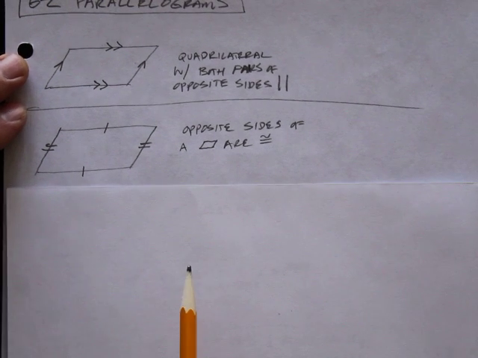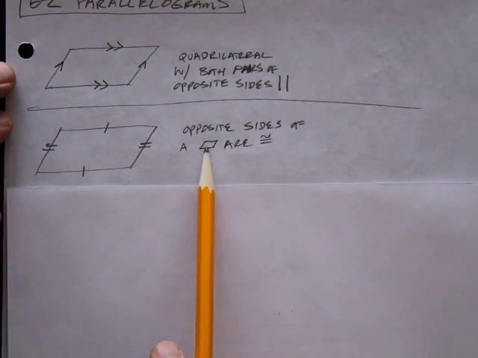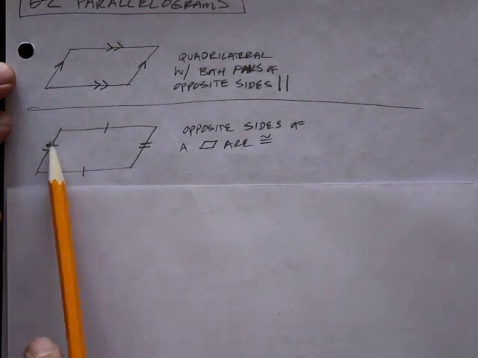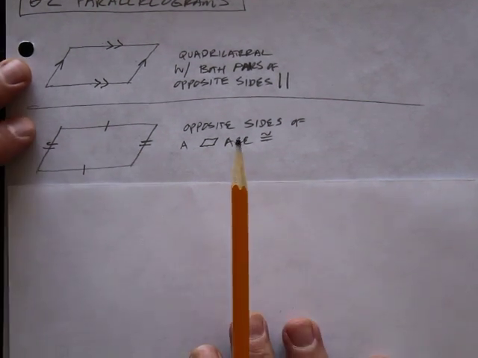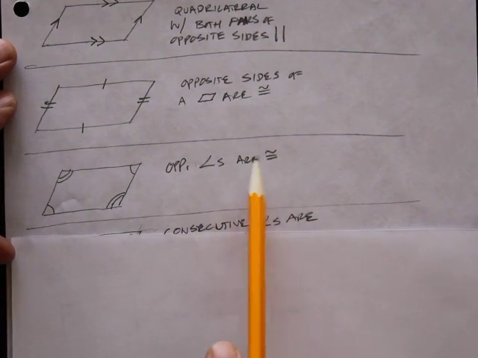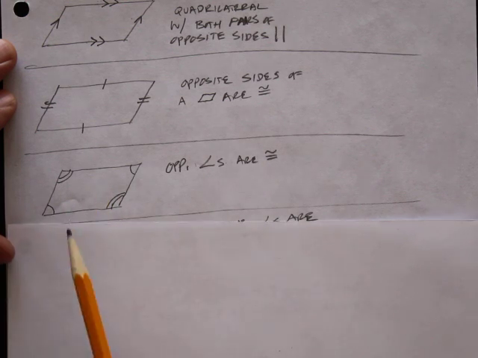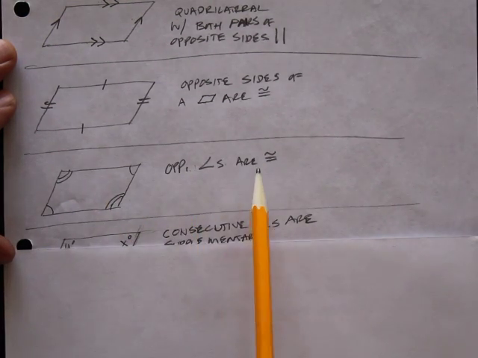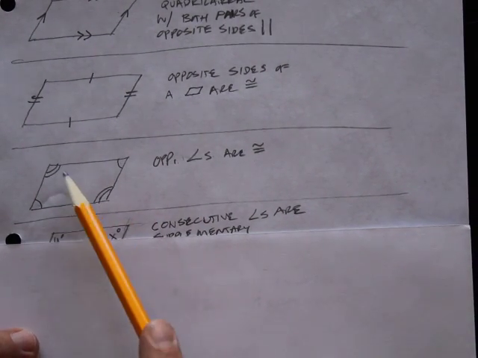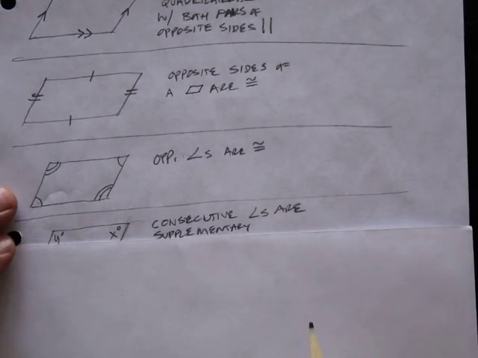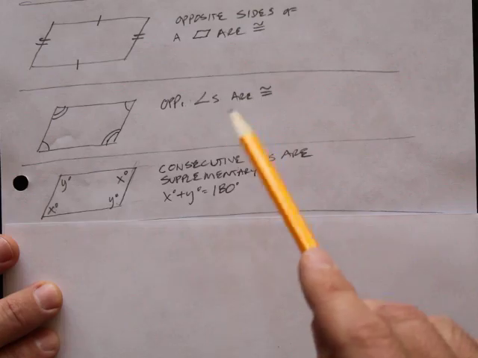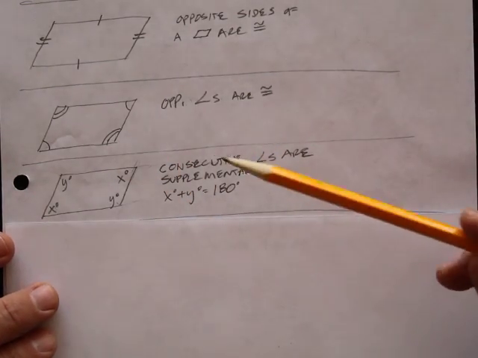Opposite sides of a parallelogram are congruent. So they are parallel and they are congruent. Opposite angles are congruent. The example we did in 6-1 had to do with opposite angles being congruent. So opposite angles are congruent. Make sure that you're pausing the video when you want to write all this stuff down.